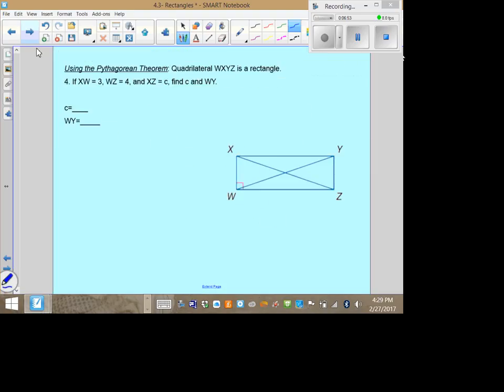So using the Pythagorean theorem, quadrilateral WXYZ is a rectangle. So if XW is 3, YZ is 4, WZ is 4, we want to find the length of YZ, or of WY.